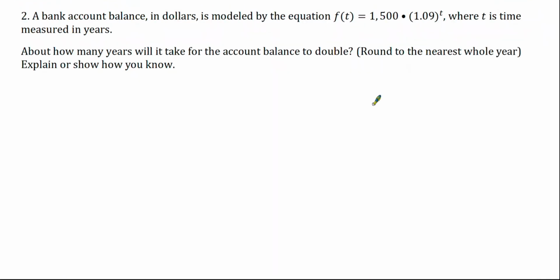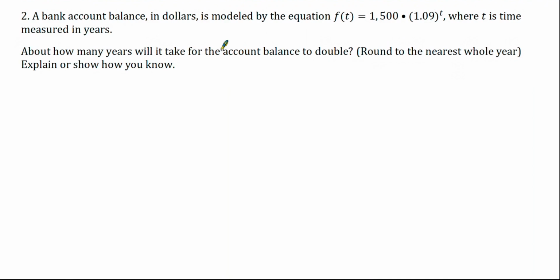On the second question, we are given a function to model this situation. Right? A bank account is modeled by 1,500 times 1.09 to the t power. Now, if I want to analyze this function, this means that I'm starting with a balance of $1,500 and I am increasing by 9% per year. That's how I would interpret this situation.